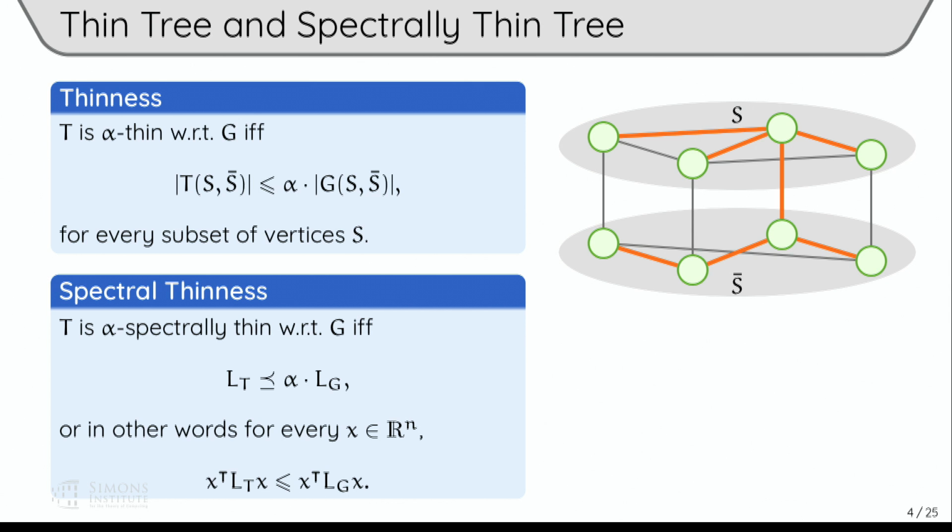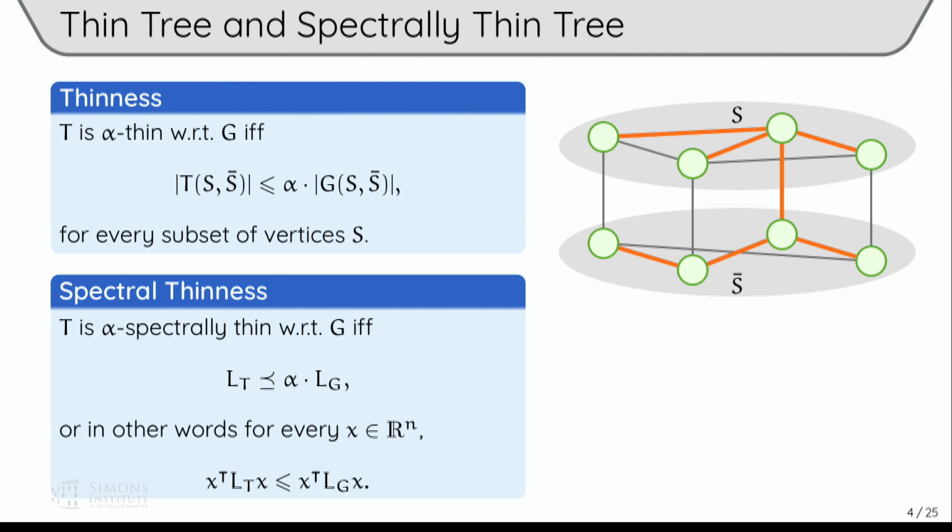So you could look for something stronger. You could look for something called a spectrally thin tree. A spectrally thin tree is basically a stronger guarantee. It's a spectral guarantee. It's saying that if you look at the Laplacians of the tree and the Laplacians of the graph, then the Laplacian of the tree is bounded by alpha times the Laplacian of the graph, right?